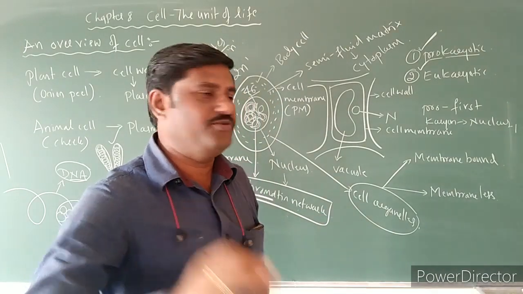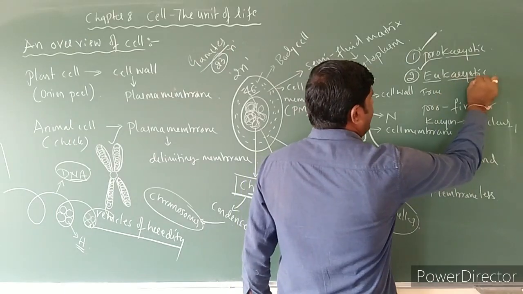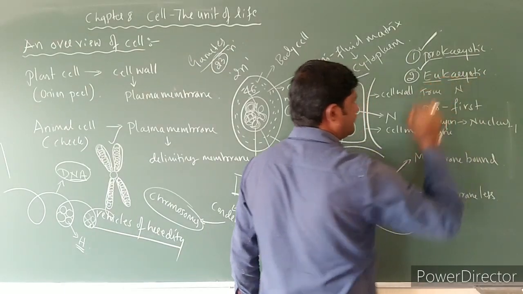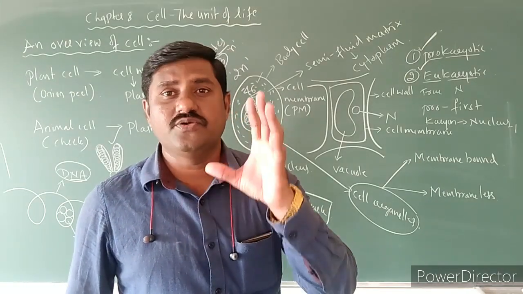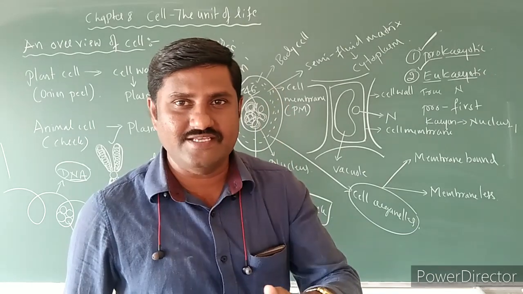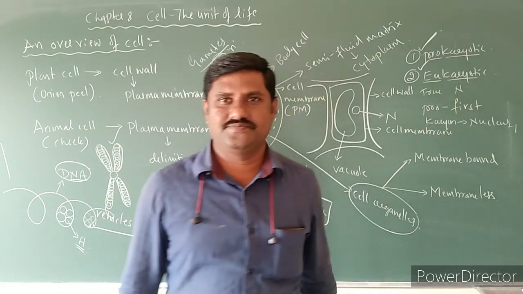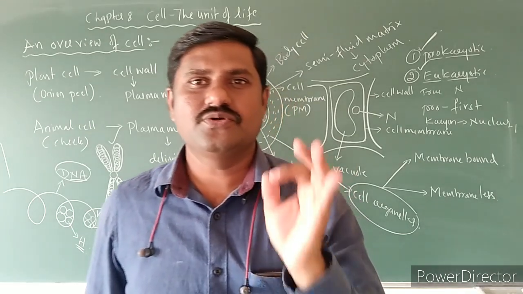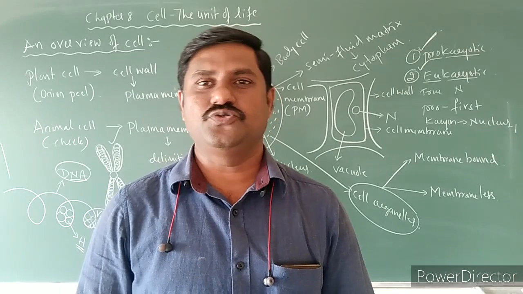Eukaryotic cell: the meaning of eukaryote, eu means true, karyon means nucleus. If the cell has a true nucleus, or a nuclear membrane-bound nucleus, then it is called a eukaryotic cell. This way, the cells are of two types.